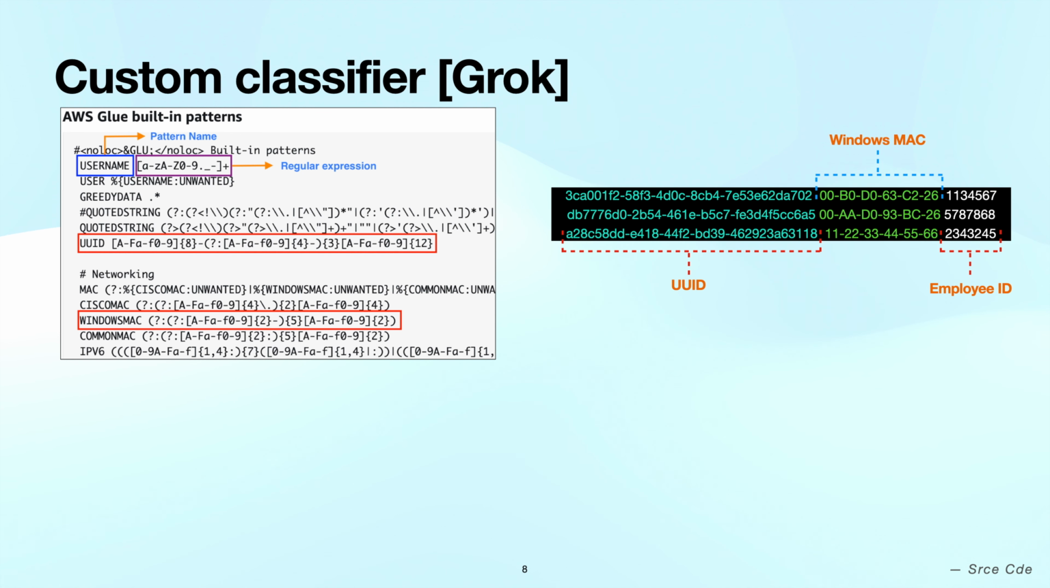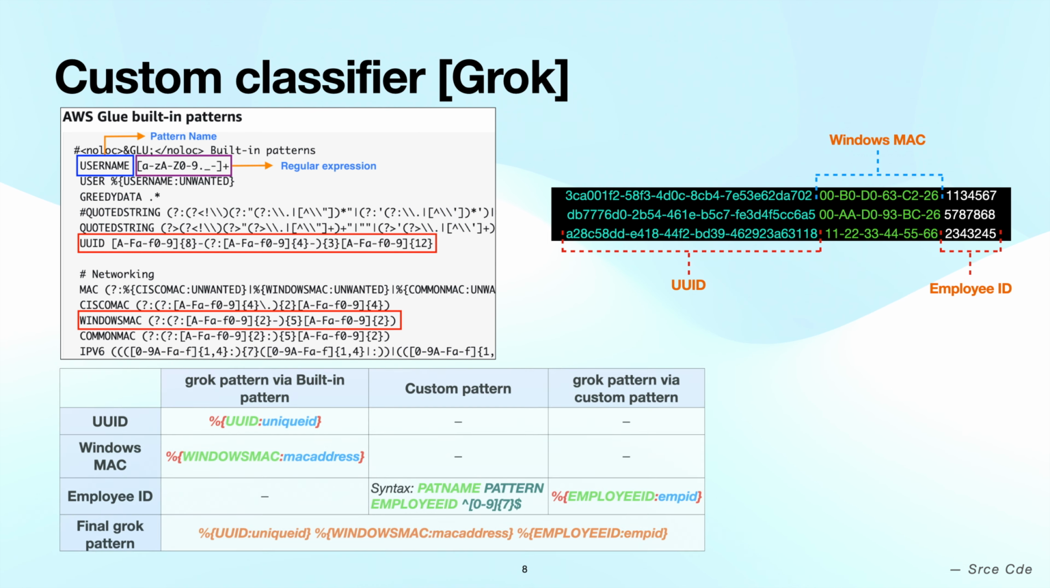Okay. So in simple words, if we have to define the pattern name and the regular expression by ourselves, then it is a custom pattern. Okay, simple enough. Now let's start with the UUID. As we know, the pattern for UUID is defined in the AWS Glue built-in patterns, so we can use that pattern name to define the Grok pattern.